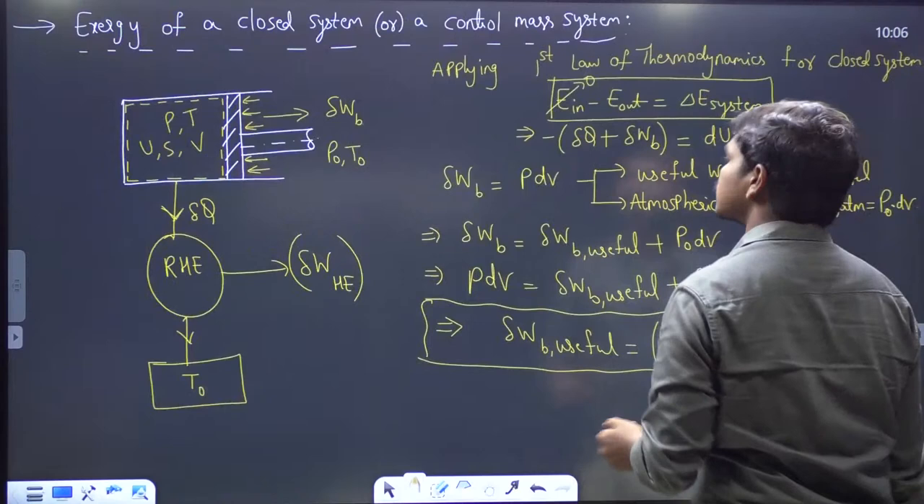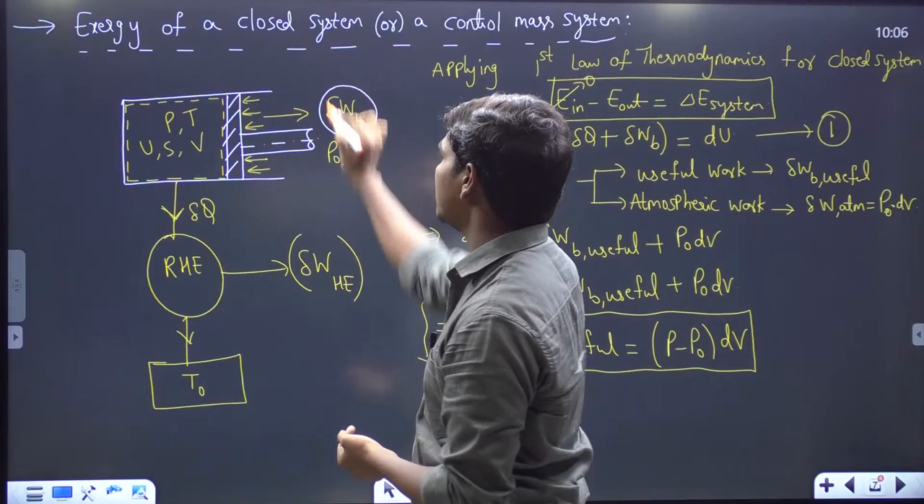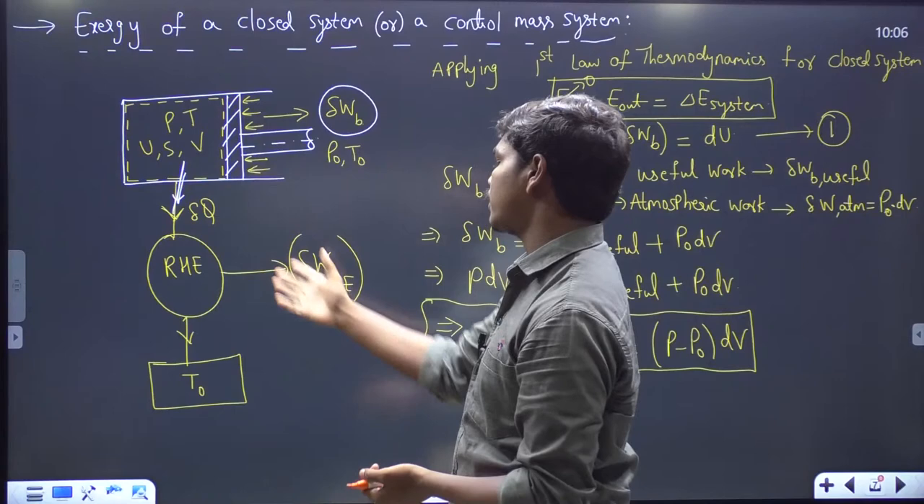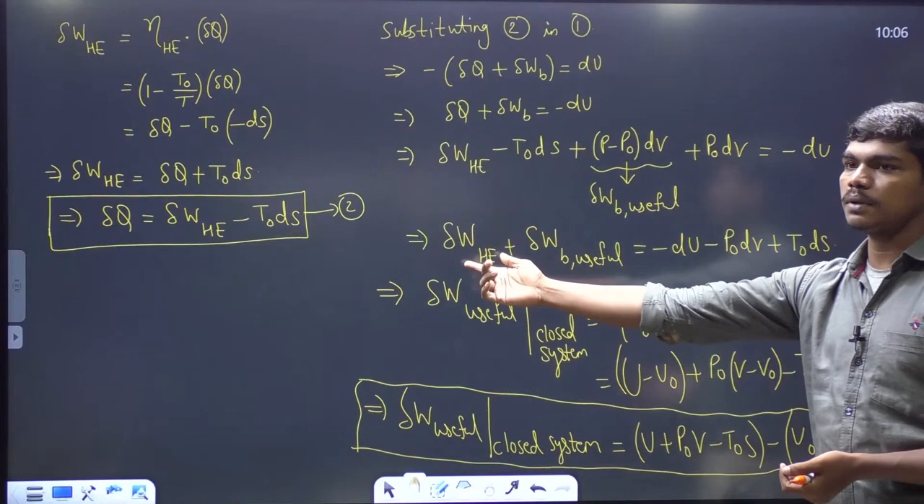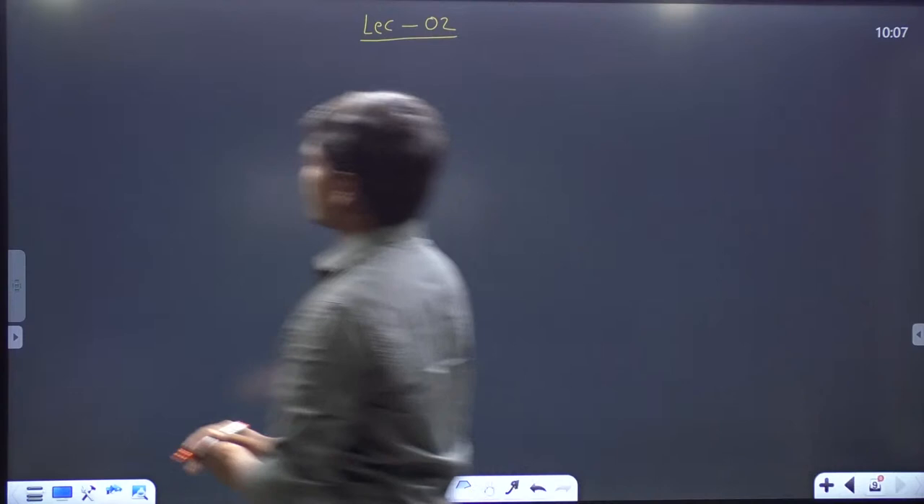Next, we saw the exergy of a closed system, or a control mass system, and found that the useful work comes out in two forms. One is the piston boundary work, delta W B, and the other is from the heat rejected by the system, which is equal to delta W of this heat engine. We added those two quantities, and the reversible work obtained from the heat engine plus the useful work obtained from the boundary is equal to this particular expression for the closed system. So let us see the exergy of a closed system.